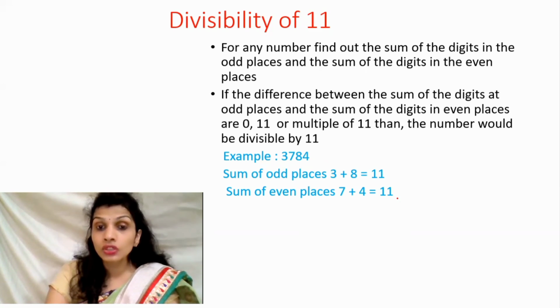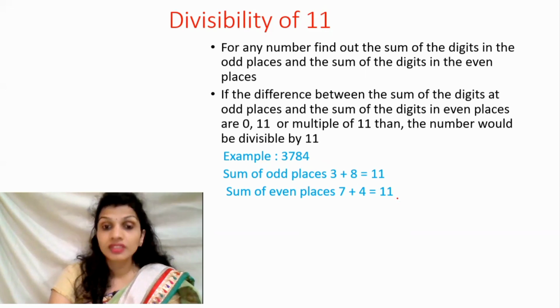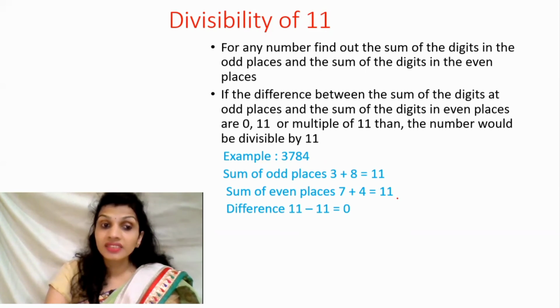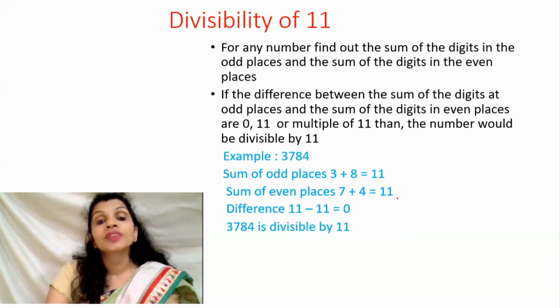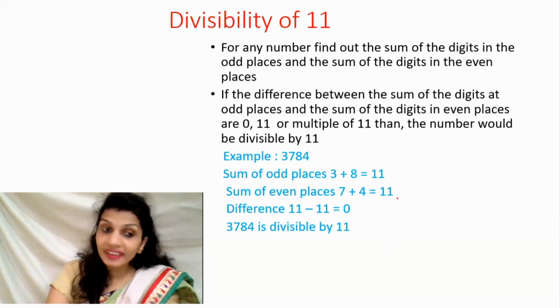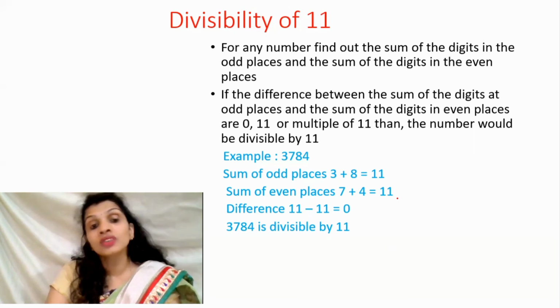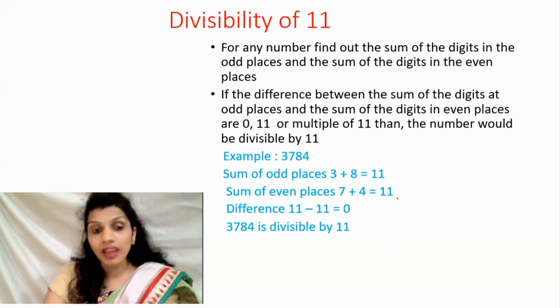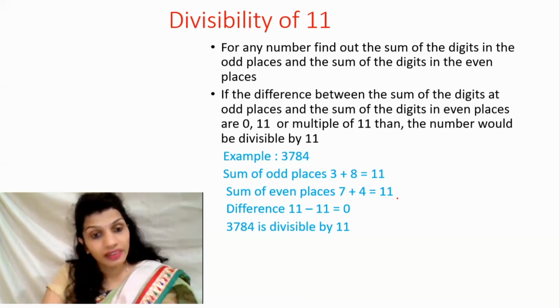Now what are we going to do? We are going to find the difference. Now the difference is 0. I told you, if the difference we get is 0 or a multiple of 11, it means that the number is divisible by 11. We get the difference 0, it means that 3784 is divisible by 11. I hope students you have understood all the divisibility rules: 2, 3, 4, 5, 6, 9, 7 and 11.